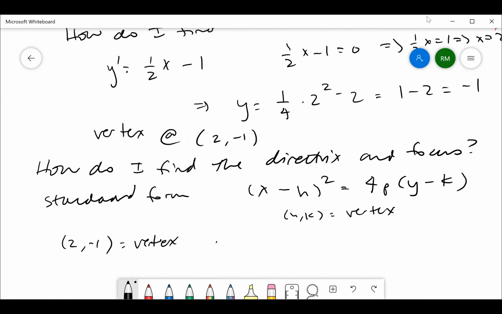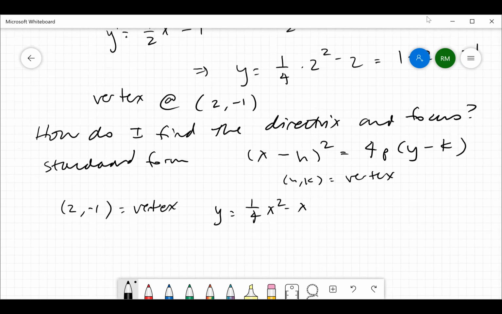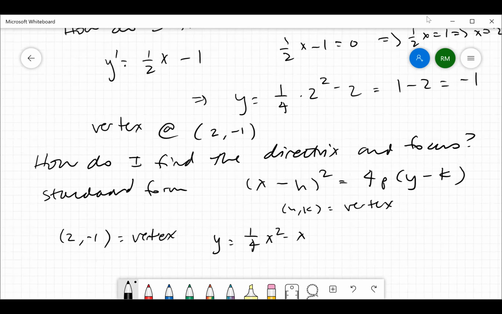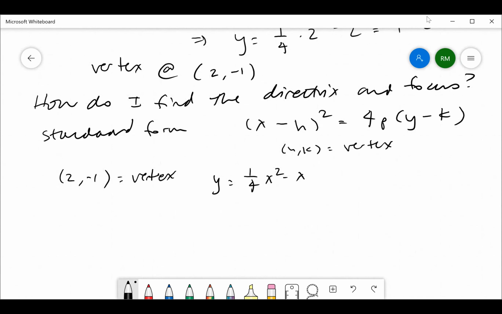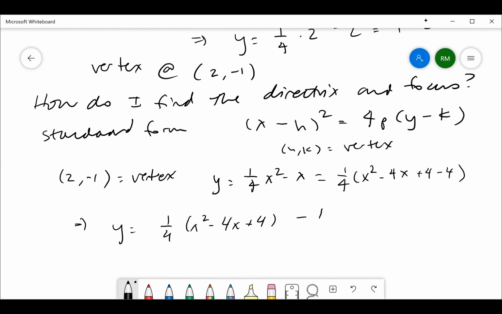And the equation of my parabola is y is 1/4 x squared minus x. So what we must do is we must complete the square. So this is equal to 1/4 x squared minus 4x. And we're going to add 4 and subtract 4. So this tells me that y is 1/4 x squared minus 4x plus 4 minus 1. Okay, so that's 1/4 x minus 2 squared minus 1.